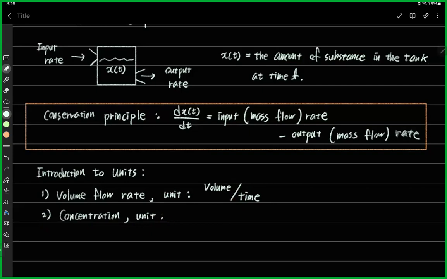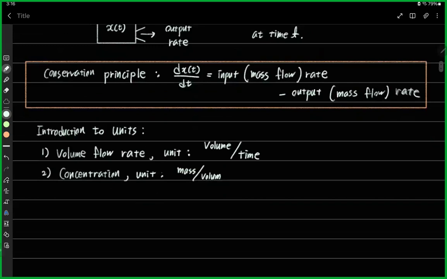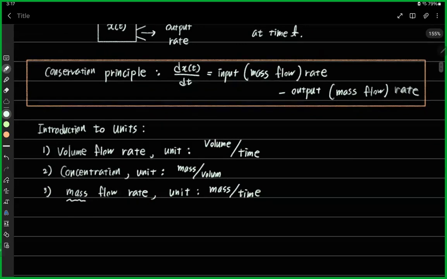Unit is the mass over mass of substance, over volume. So how much mass of the substance is merged into the volume, into the amount of the liquid? That's a concentration. And the third is mass flow, the rate. So this unit is going to be mass over time. Here, mass means the substance, okay?